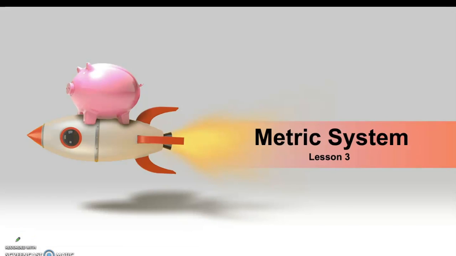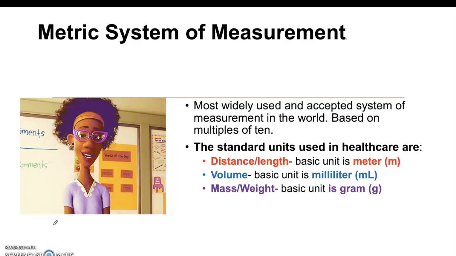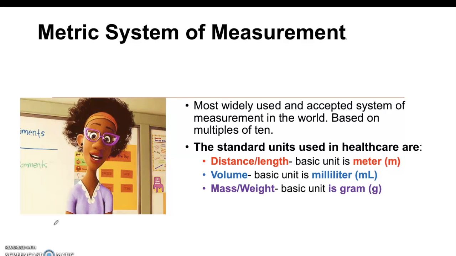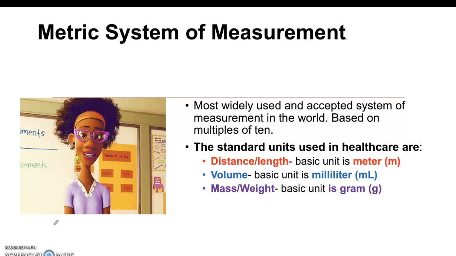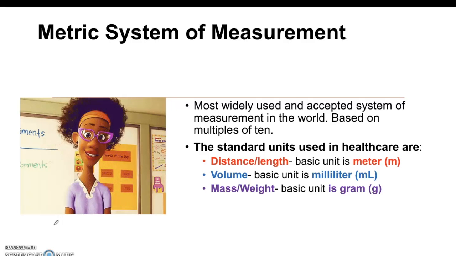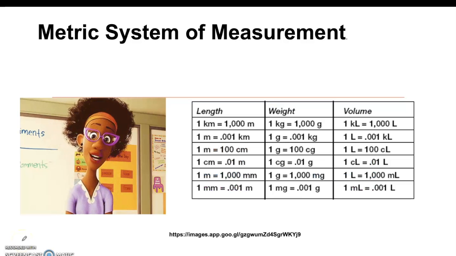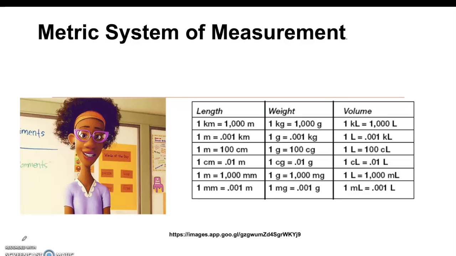Let's look at the metric system. Most of us are familiar with the metric system because it's widely used and accepted around the world. It's easier to use because it's based on multiples of 10 and it has a wide range of standard units. The units that we are going to cover are units for distance or length, where the basic unit is the meter, volume, where the basic unit is the milliliter, and mass or weight, where the basic unit is going to be grams. This is just really a recap for you because you would have done this already. These are the units that are used for length, weight, and volume.